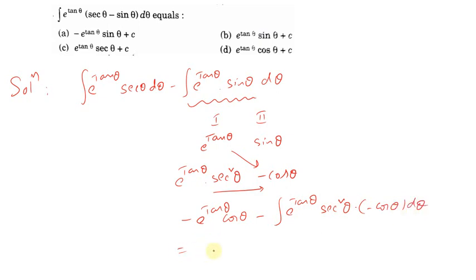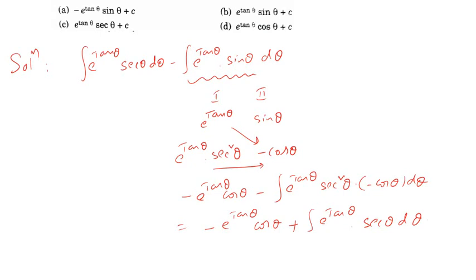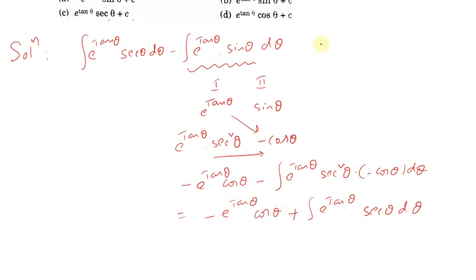So you are getting minus e power tan theta into cos theta minus of minus, plus integration of e power tan theta into secant theta d theta. You are getting like this. So let me substitute in the first step.